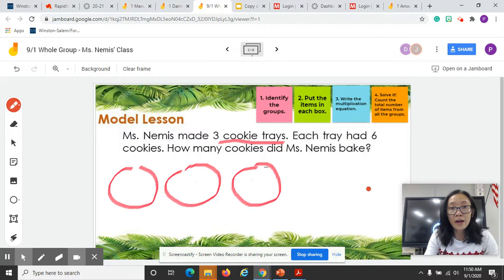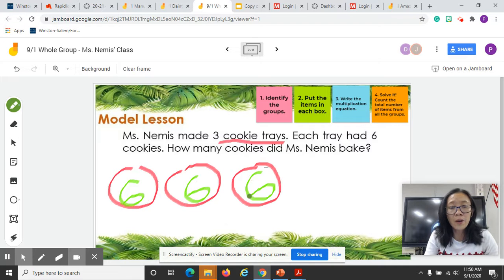Now we need to figure out how many items are in each group. The problem said each tray had 6 cookies, so it's telling me that I should put 6 cookies in each tray. You could either put 6 marks in each circle or you can just put 6. Since 6 is a big number, it might mess me up if I keep on putting lines, so I'm just going to put 6 in each circle. So I have 1, 2, and 3. Now this model is showing me that there are 3 groups of 6.